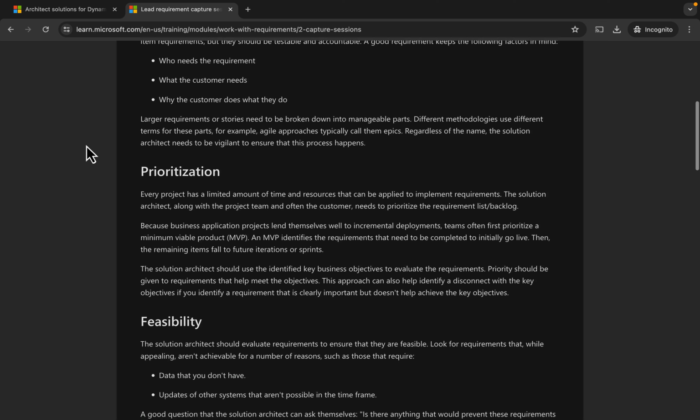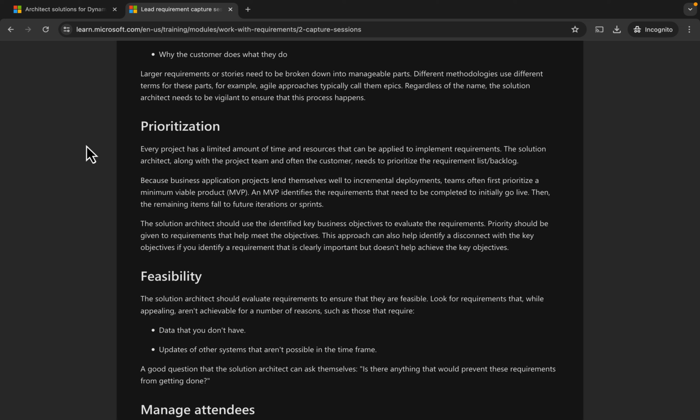Larger requirements or stories need to be broken down into manageable parts. Different methodologies use different terms for these parts. For example, agile approaches typically call them epics. Regardless of the name, the solution architect needs to be vigilant to ensure that this process happens.